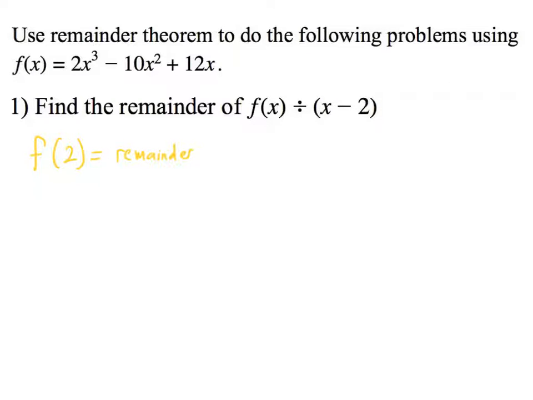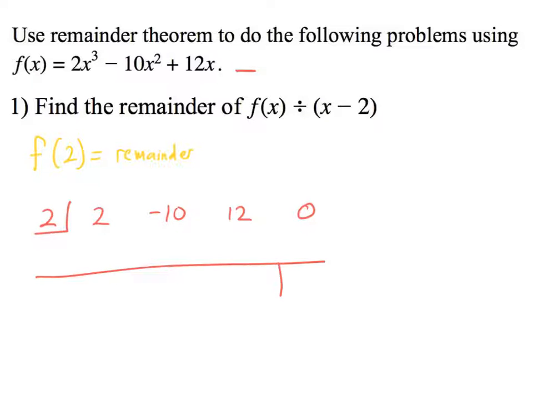Isn't that what you do when you are doing synthetic? Aren't you taking the 2 and putting all the coefficients, 2, negative 10, 12, and 0? Don't forget there's a term out here hiding. So there's a 0 out there, because we sometimes forget that. We sometimes forget there's something out here because there's no x's. The one without the x is missing.